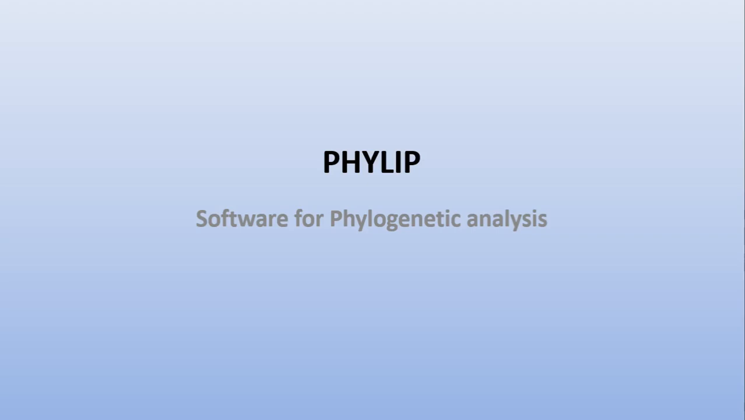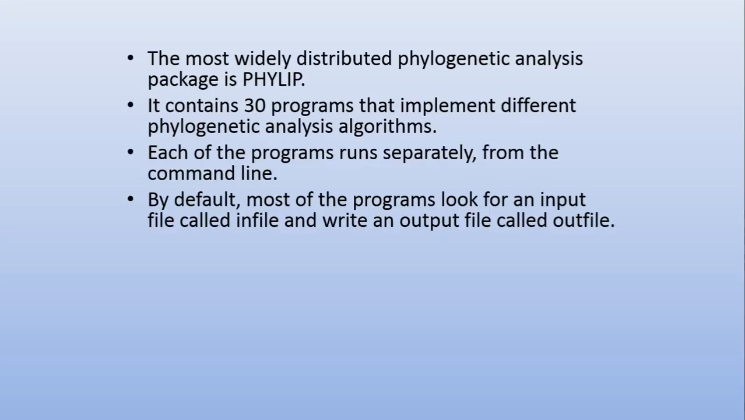Now let us talk about a simple package called Phylip. Phylip is a very popular software used for generating phylogenetic trees. Phylip is a package, or you can say a software, for phylogenetic analysis. And since it is a package, it is composed of multiple programs. This is the most widely distributed phylogenetic analysis package. Since it is a package, it contains a set of 30 programs that can implement different phylogenetic analysis algorithms.